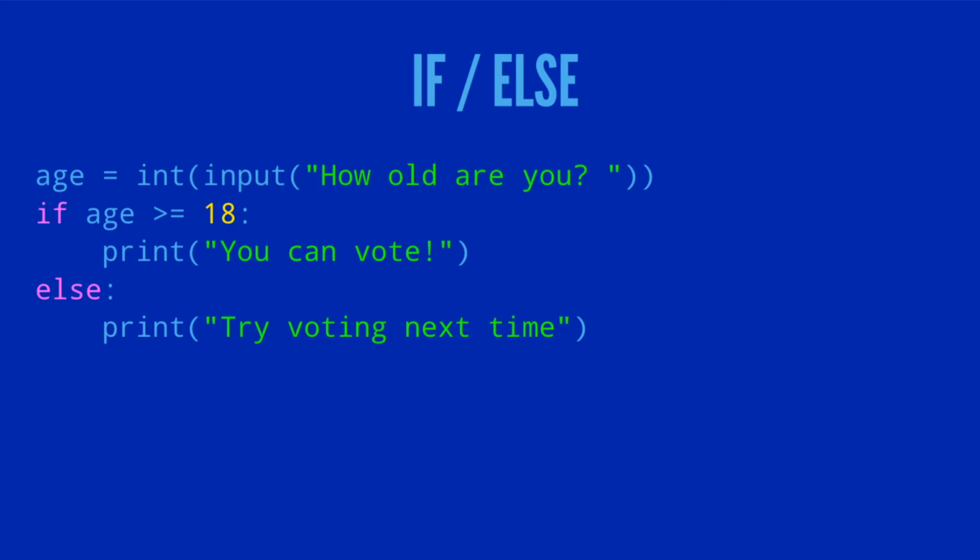Correct. Because if age is greater than or equal to 18, it will print you can vote, else, any other, which would mean it's less than 18, it'll print try voting next time.